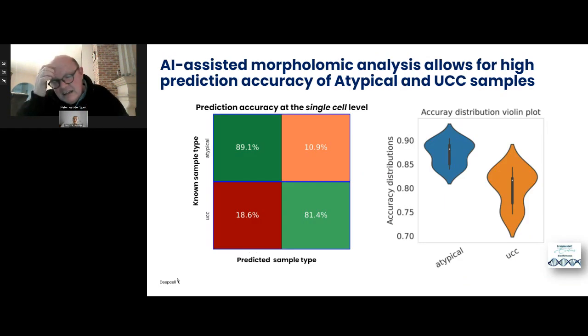Now, in our first pilot experiment, where we just had three groups that we tried to separate, even without optimization, we were capable of separating with a prediction accuracy of 89.1% the atypical from the urinary cell carcinomas. So that is a very, very promising, sensitive way of detection, which shows the power of the platform.